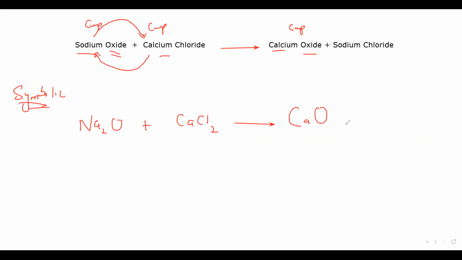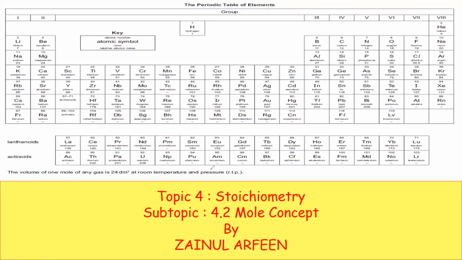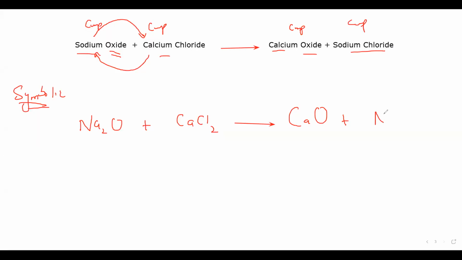Plus sodium chloride, again a compound. So whenever there is a compound, you have to use a periodic table to write the formula. Sodium chloride: sodium is there, and chlorine is group 7, minus 1, sodium is plus 1. So the formula for sodium chloride will be NaCl. So that is the first thing we did.